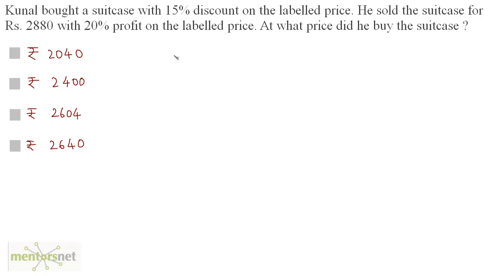Well, let us consider that the labeled price of this suitcase is X rupees. Now it is said that he sold the suitcase for 2,880 with a 20% profit on the labeled price. So I can say that 2,880 is equal to a 20% increase on this labeled price. So X plus 20 upon 100 X. Basically this is 120 upon 100 X.